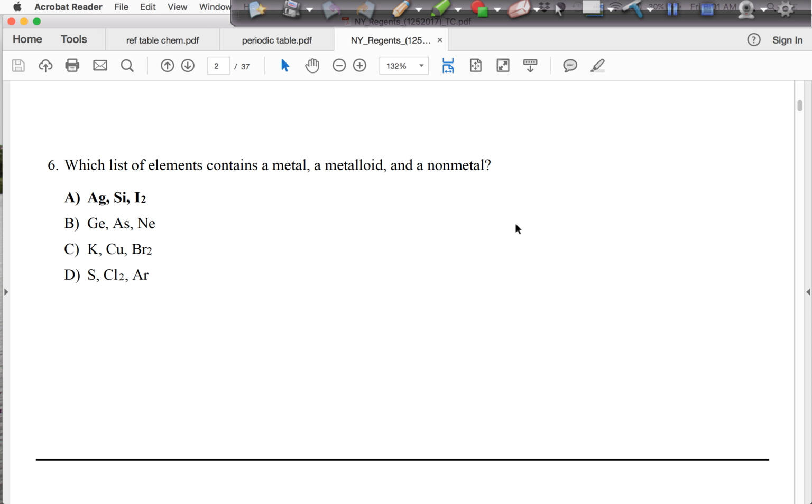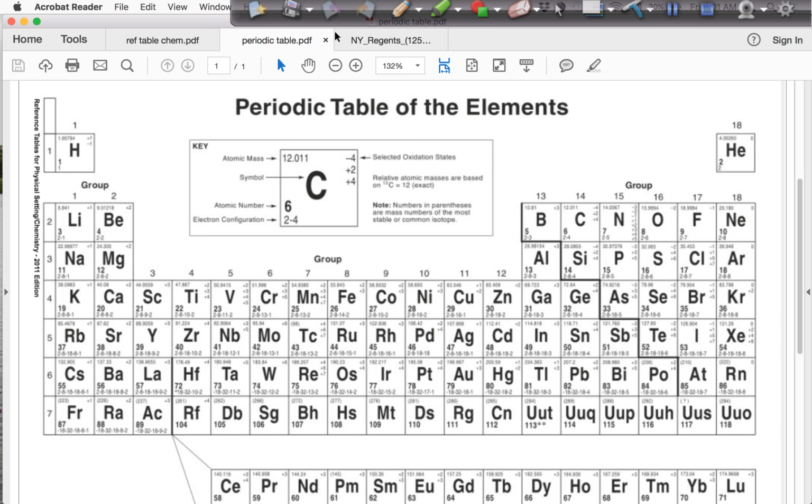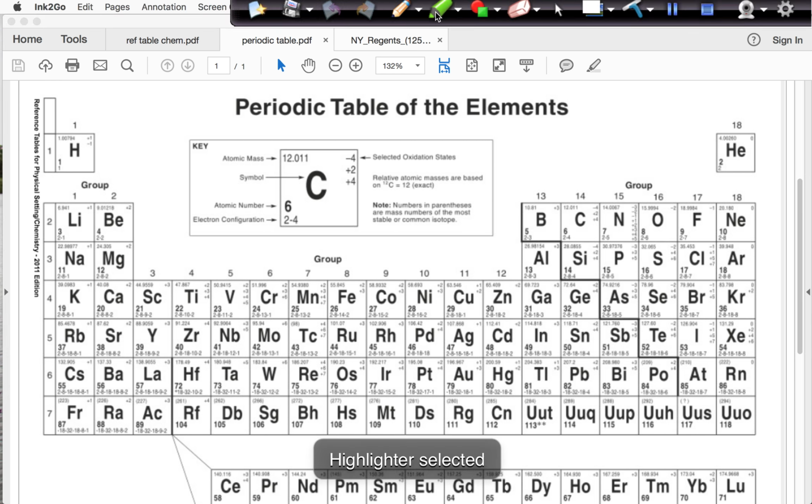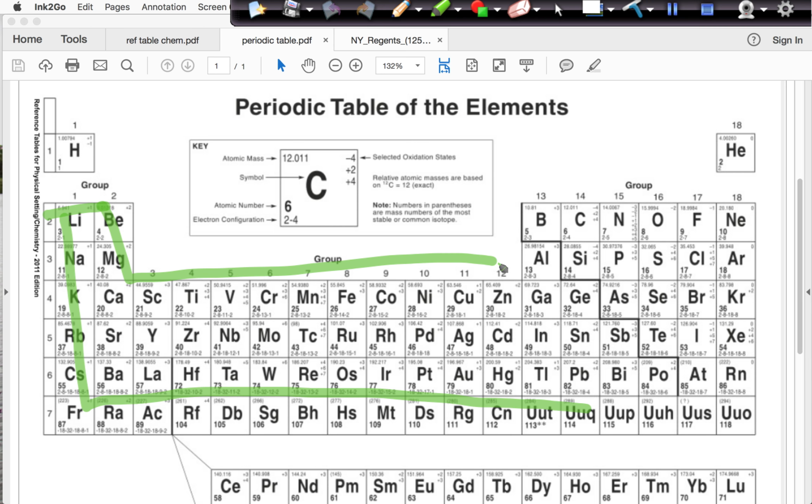So we want to know which list contains a metal, a metalloid, and a nonmetal. So we're going to go back to the periodic table again. So everybody, all of the elements here, including aluminum, including tin, including bismuth and polonium, and here we're not going to really worry about. And at the bottom here, all these elements at the bottom, those are all metals.